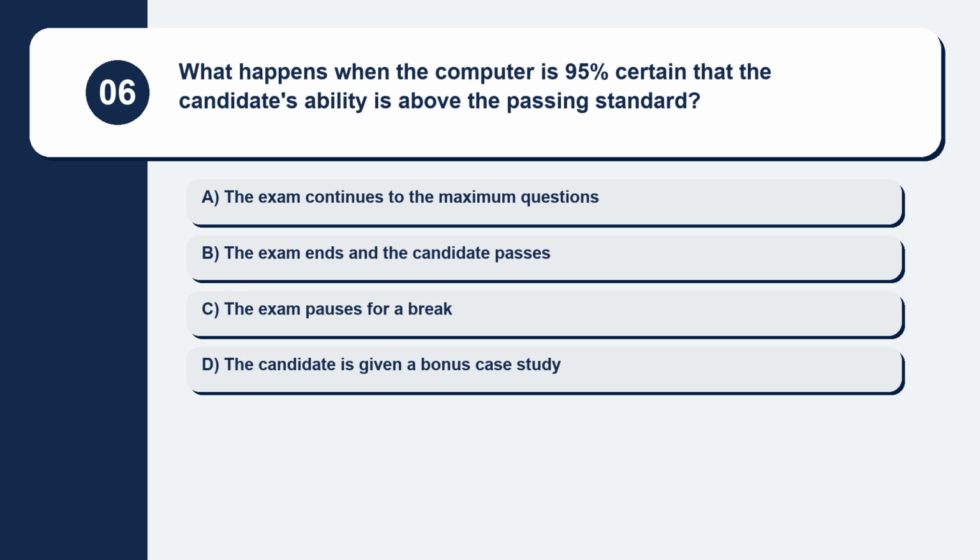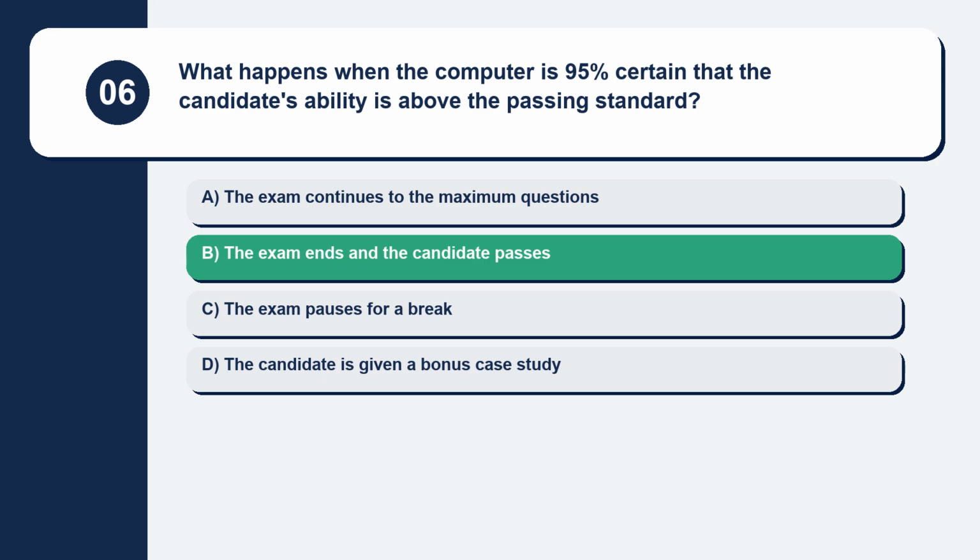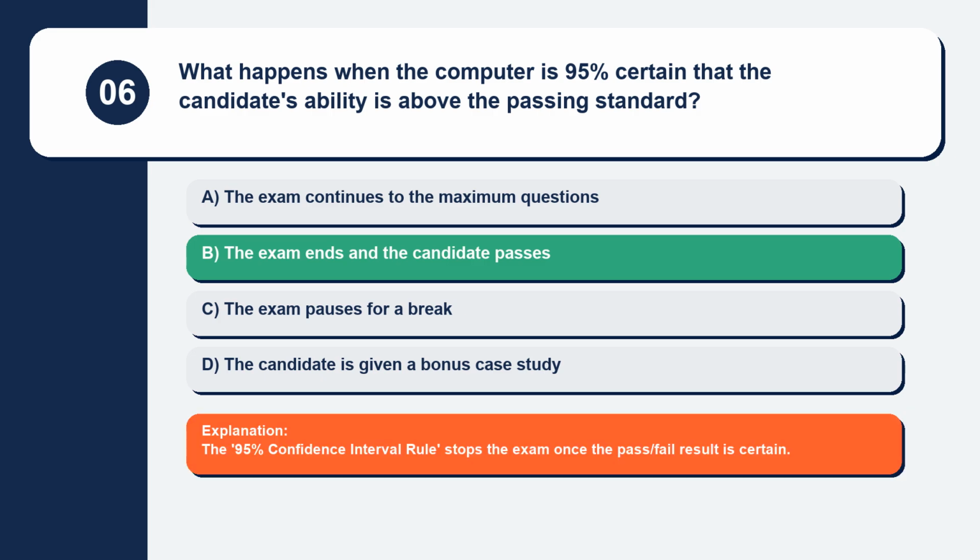Question 6. What happens when the computer is 95% certain that the candidate's ability is above the passing standard? The exam continues to the maximum questions. The exam ends and the candidate passes. The exam pauses for a break. The candidate is given a bonus case study. The 95% confidence interval rule stops the exam once the pass/fail result is certain.